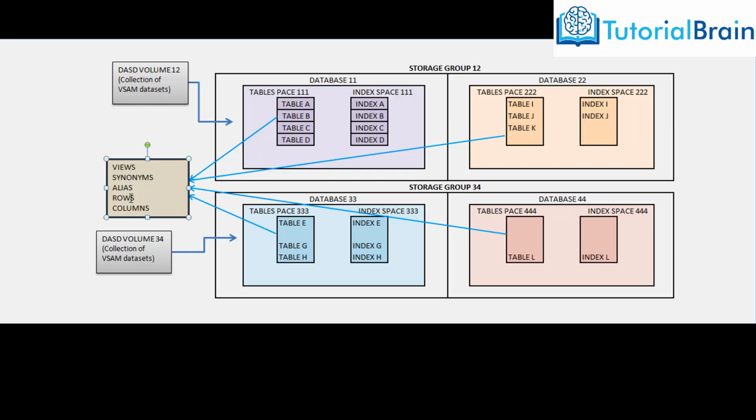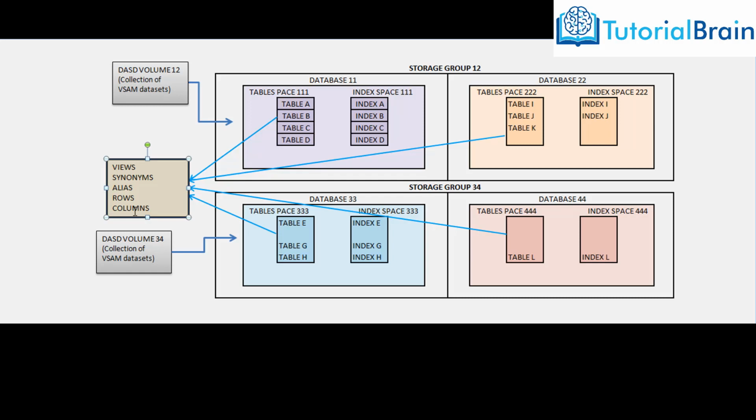So basically you can consider a row as a record. All the records can be described as rows. So record 1 can be compared to row 1, record 2 can be compared to row 2, record 3 can be compared to row 3, and so on.